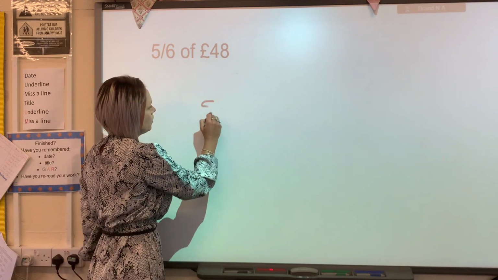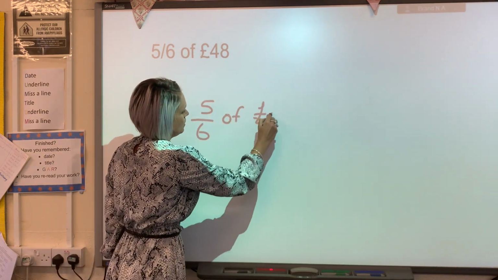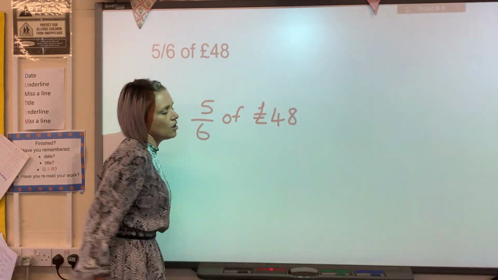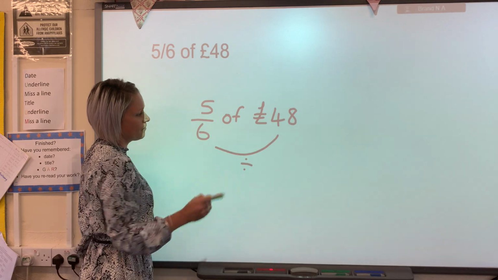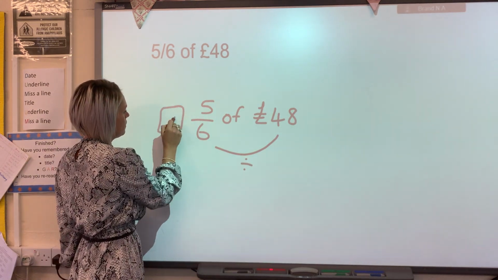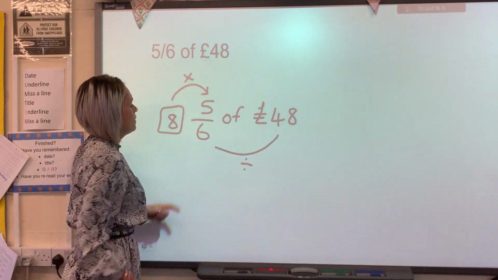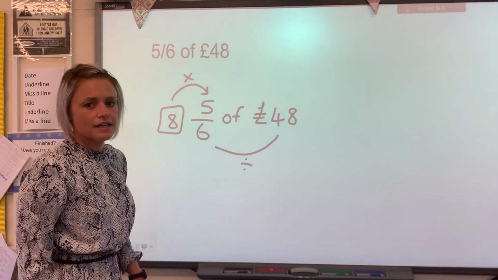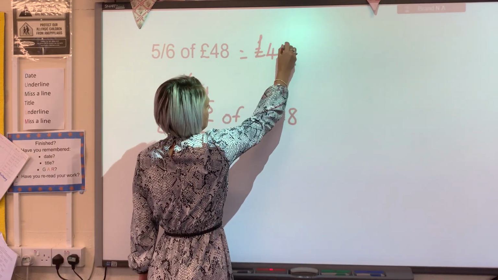Okay, so this one is exactly the same. We've just got a pound sign in there this time. So 6/8 of 48. So divide by the bottom. 6/8 of 48. Okay, and then we've got to multiply by the top. So 8 times 5 is 40. Don't forget your units on my pound sign.